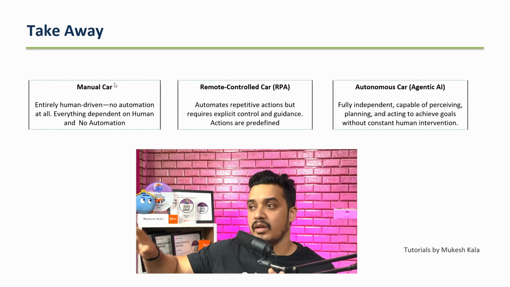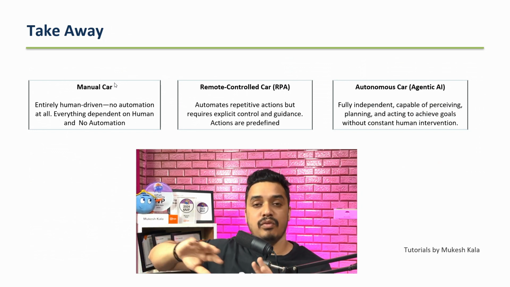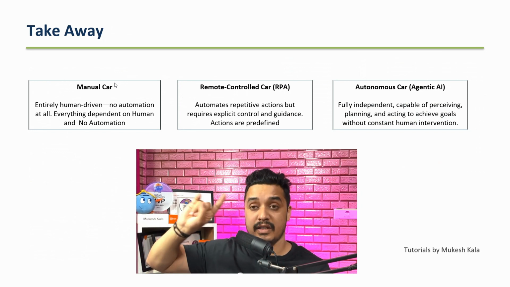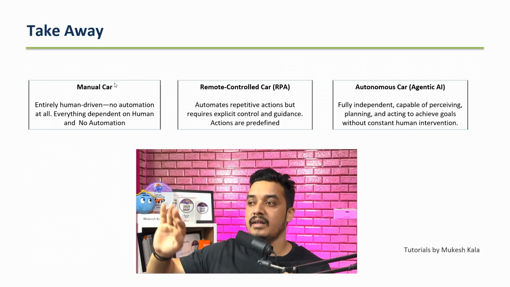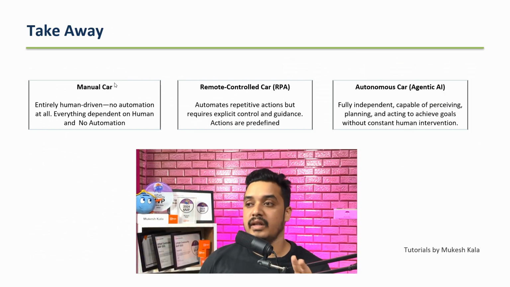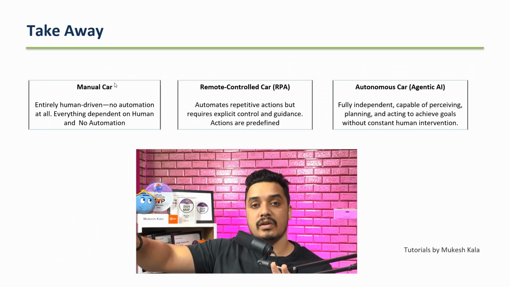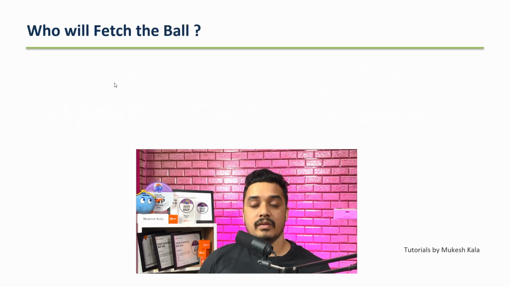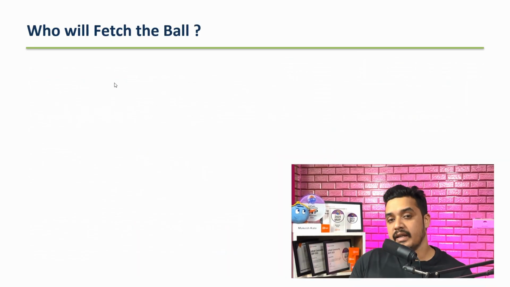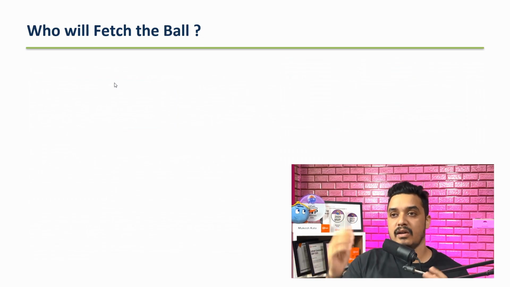Then came the third one, the autonomous car, agentic AI: fully independent, capable of perceiving, planning and working without constant human intervention. Somewhere you might also require human intervention in agentic AI as well. Okay, now let me give you one different example which will help you understand the concept, so that when I go to the theory you have the background clear.